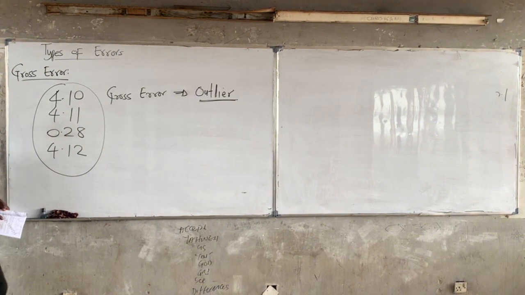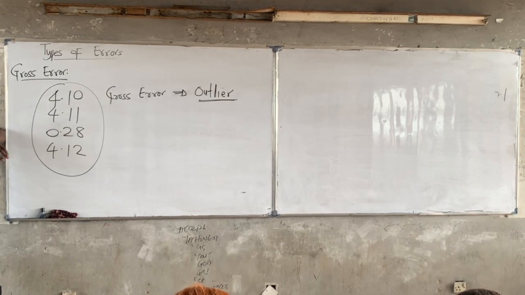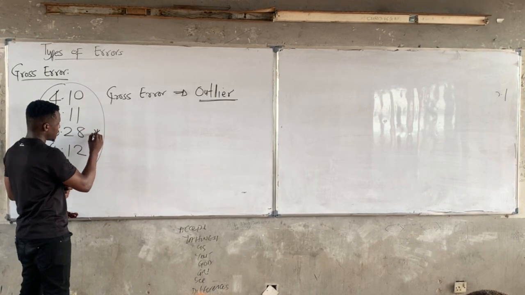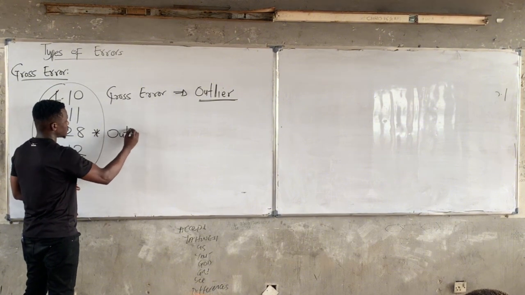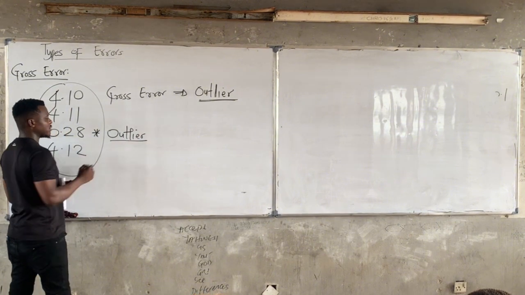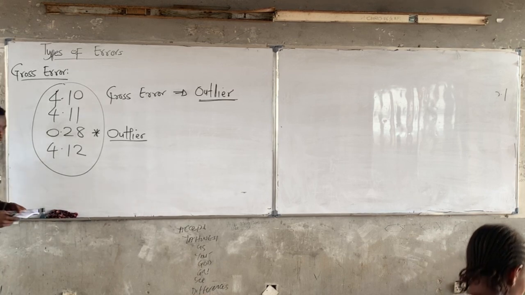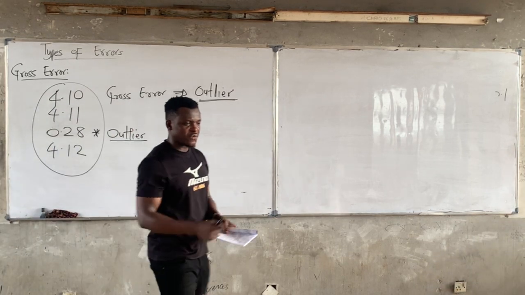So let's assume these four values here. If you notice, the first, the second, and the fourth are similar, they are close. But then you have this third guy, which is totally different. This guy is lying outside the plane. So in this case, this guy is the what? Outlier.